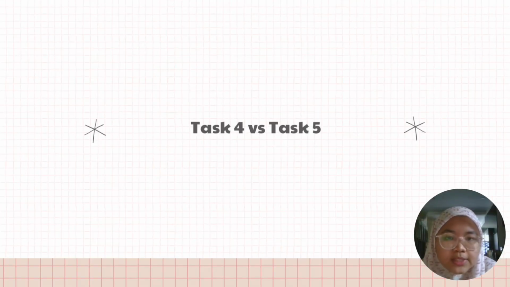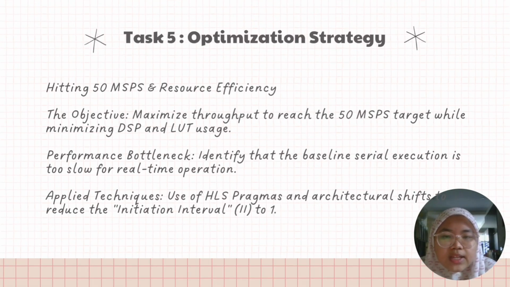Hello, my name is Faqehah Sofeeyah and I will be presenting both Task 4 and Task 5. So, to simplify our presentation, I've put Task 4 and Task 5 side by side so we can see a clear comparison between both of them. Task 5 is basically the optimization strategy. We want to hit 50 million samples per second and increase the resource efficiency. So, Task 5 is to maximize throughput, reach 50 million samples per second while minimizing DSP and LUT usage.